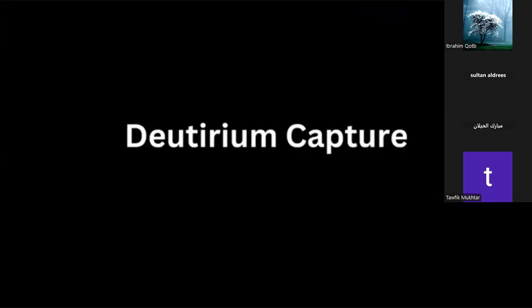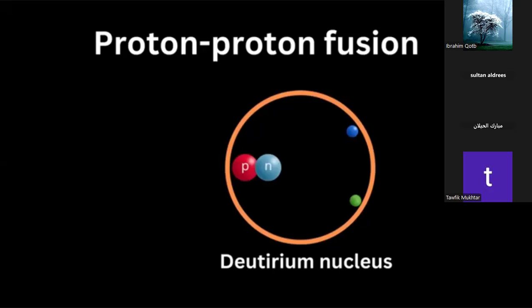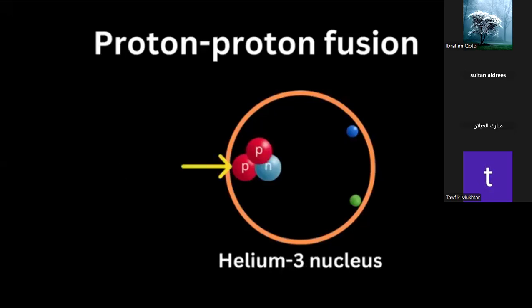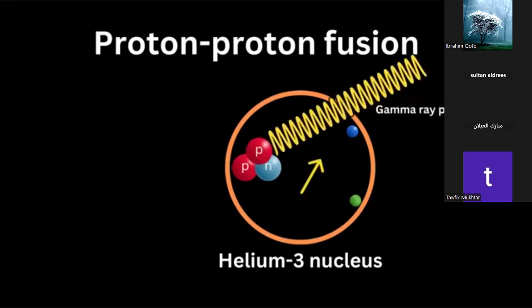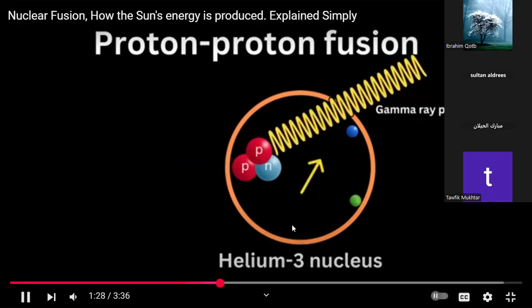Step 2, deuterium capture. In the second step, a second proton is added to the deuterium nucleus created in the first step to create a helium-3 nucleus, with two protons and one neutron. A gamma-ray photon is released by this process.